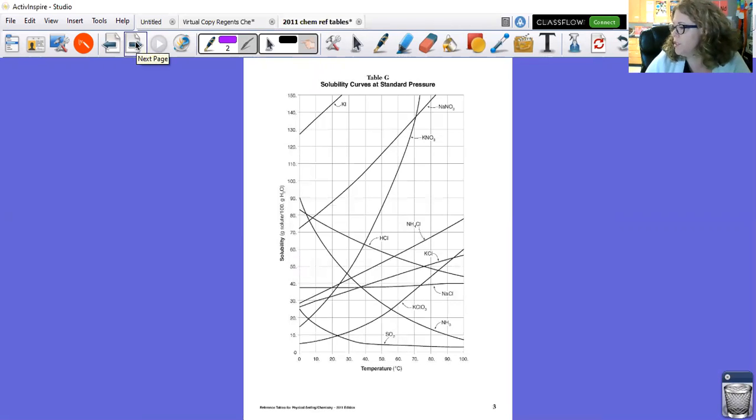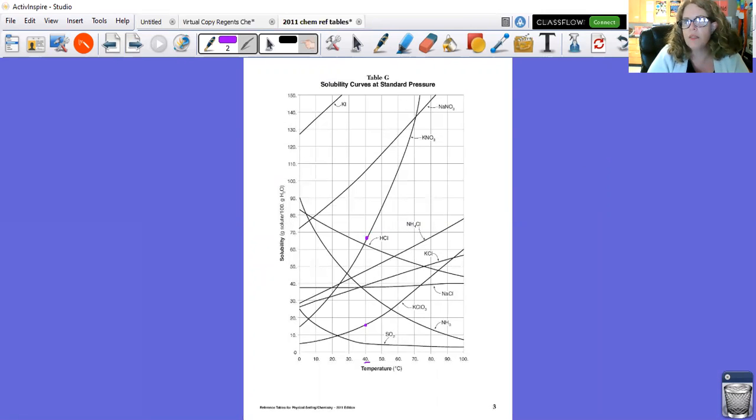Okay, and I'm going to be looking at what temperature? 40 degrees. So 40 degrees is right here. And I'm looking at KClO3, which is this line right here. So at 40 degrees, that's this point right there. And KNO3, which is this line right over here. And so I'm going to find that one at 40 degrees. Where's that point at 40 degrees? So that is right here.